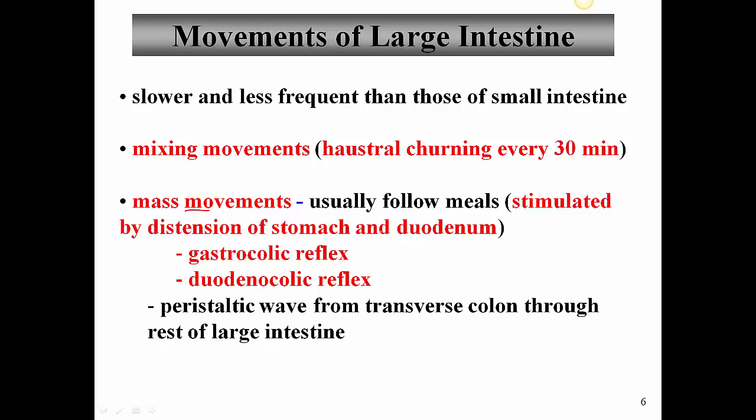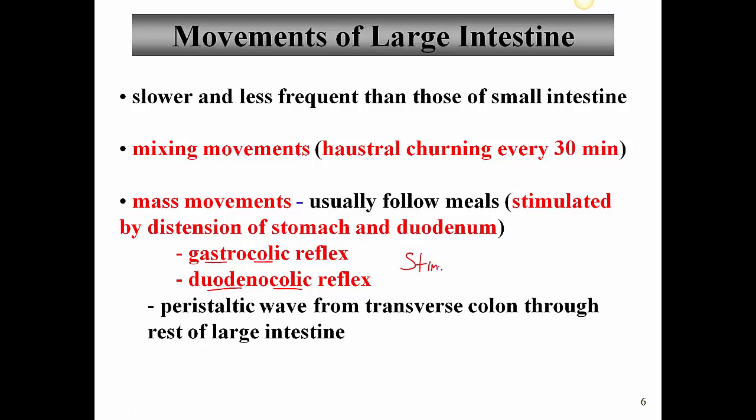Typically these follow meals and are stimulated by the distension of the stomach and duodenum. There's a neural connection between the stomach and the duodenum and the large intestine, so that when these areas of the stomach and duodenum are stretched, we have a gastrocolic reflex and we also have a duodenocolic reflex. Recall from our naming of the reflexes that we have gastro, stomach, colic, colon, and then we have duodenum, colic, or colon. What this means once again is that these reflexes are going in the same direction as the material is traveling through the alimentary canal.